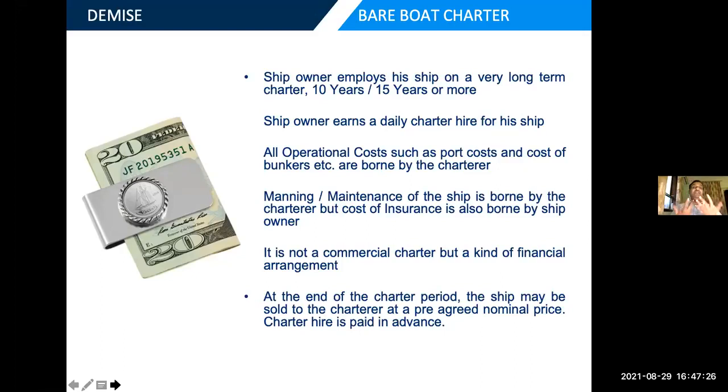Now, after 15 years, what? After 15 years, technically, this charterer has to hand over the ship to the banker, but the banker is now not interested in having the ship. Why?